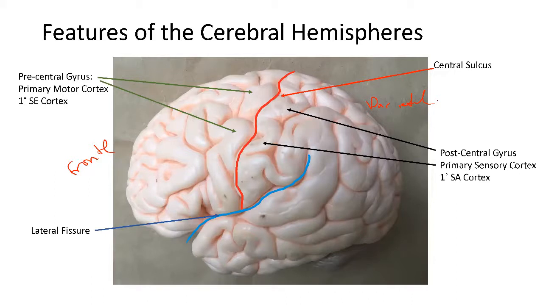And again, it's mapped so that fingertips have a larger representation than, say, your back because of the amount of sensitivity. The other feature that we really need to look at is the lateral fissure. This is what actually separates the temporal lobe from the frontal lobe and the parietal lobe. There is no such structure that clearly defines where the occipital lobe ends.